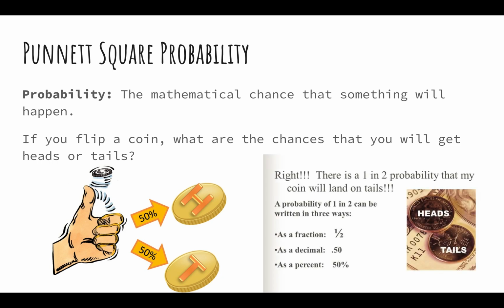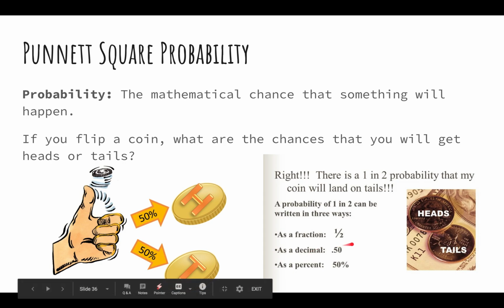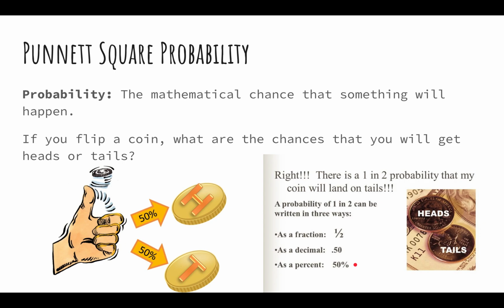And the way you would write that is you can write it as a fraction. You can say 1 out of 2 flips would be heads, or you could say there's a 0.5 probability of getting tails. You could say there's a 50% chance of getting heads or tails. Now that's only if you're flipping one coin.